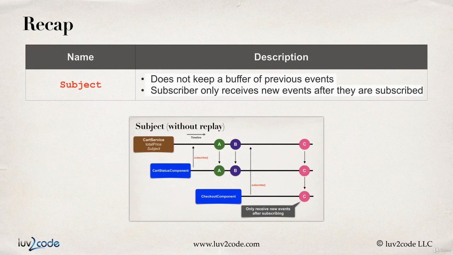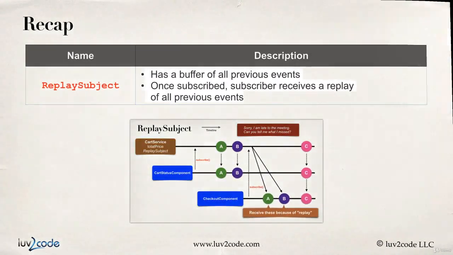All right, let's just recap the terms that we've just covered here. Subject does not keep a buffer of the previous events. The subscriber will only receive new events after they subscribe. So we've used subject in our previous examples as far as our coding. If you subscribe late, you simply get the new events after subscribing. For replay subject, it has a buffer of all previous events. Once subscribed, the subscriber receives a replay of all previous events. So here at the bottom, they get A and B because of replay, and then they also get the new messages in the future. For this scenario, it's like, hey, we're recording the meeting and this is everything that you missed.